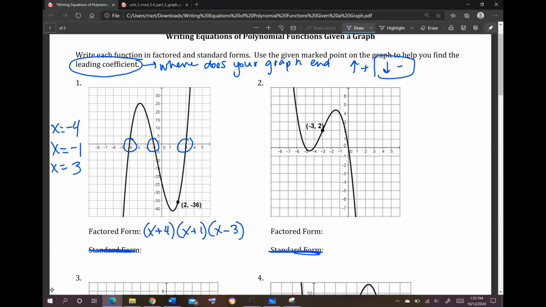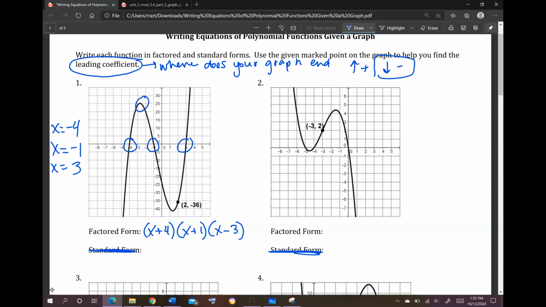Now, multiplicities. All right. Does it cross or does it touch? Cross means a multiplicity of 1. Touch means multiplicity of 2. Just keep it simple like that, okay? You only have to play around with it if it doesn't add up to your degree, all right? So these all cross, so their multiplicities stay the same. Check your humps.